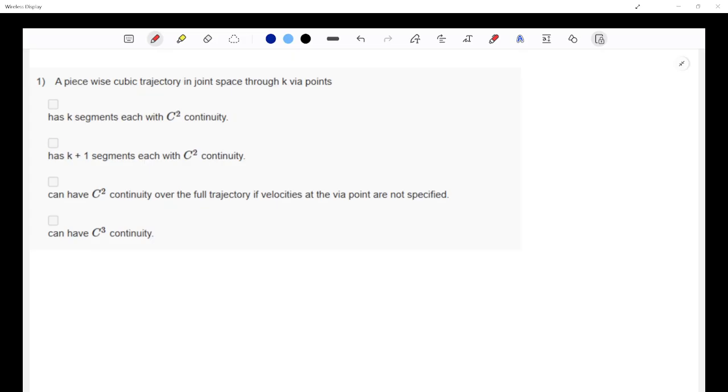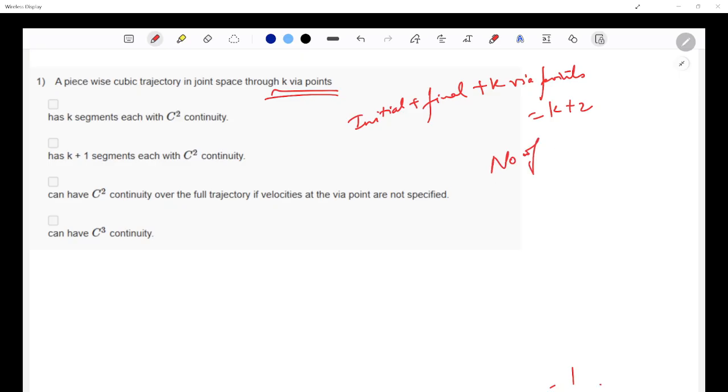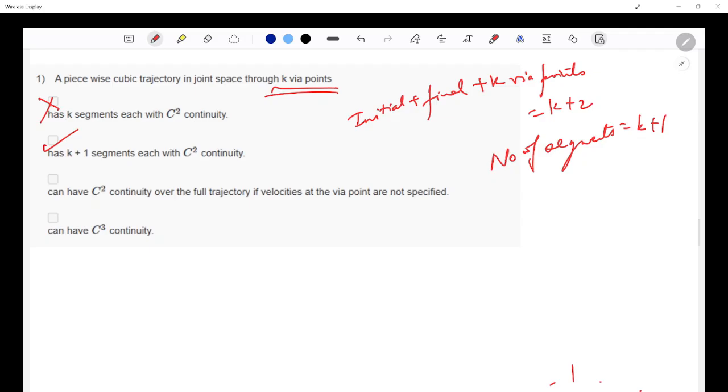If you have k via points, your total points are initial plus final plus k via points, right? So it is basically k plus 2 points. Then if there are k plus 2 points, the number of segments that you're going to have is k plus 1. So this option is correct, right? And with this we can discard the first option. Option 1, has k segments, is wrong because with k via points you divide a trajectory into k plus 1 segments and not k. So this is just a counting trap.